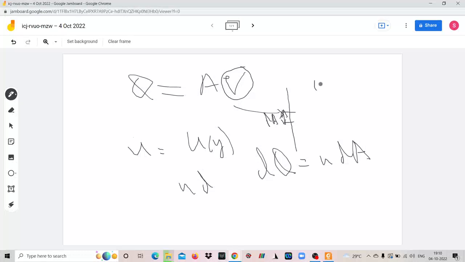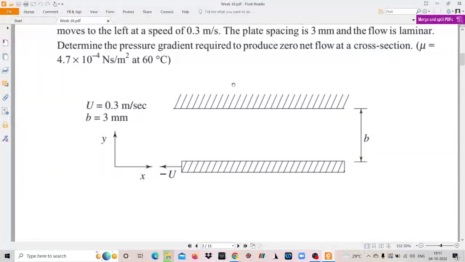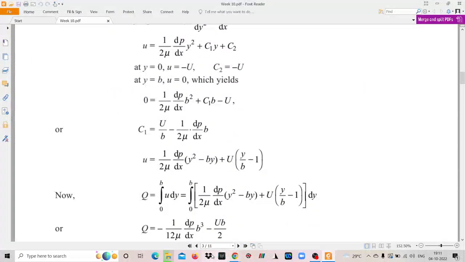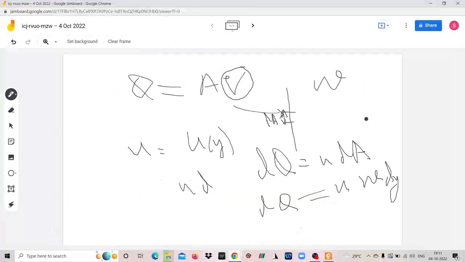Say the width is w, so dq can be written as u w dy. Now in this case the width is not given in the question, so in such a case you can safely assume that the width is equal to 1. So if the width is equal to 1, then dq is equal to u dy, and if dq is equal to u dy, what will be the total discharge?